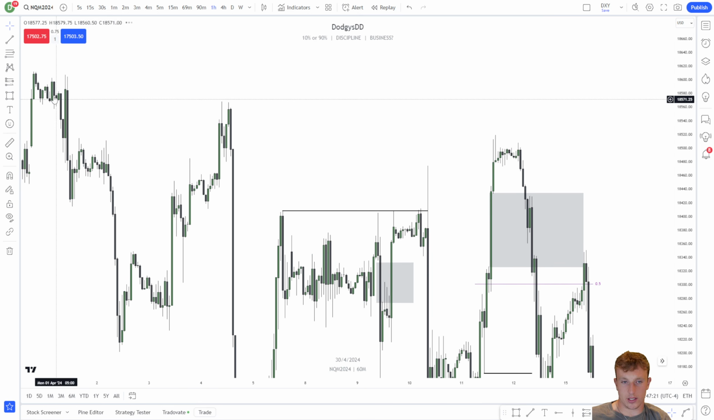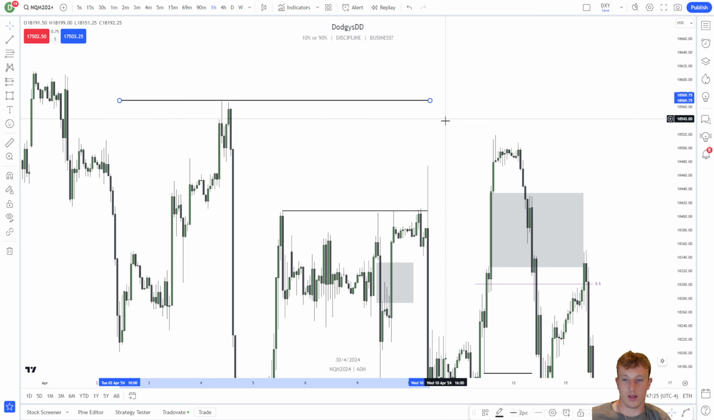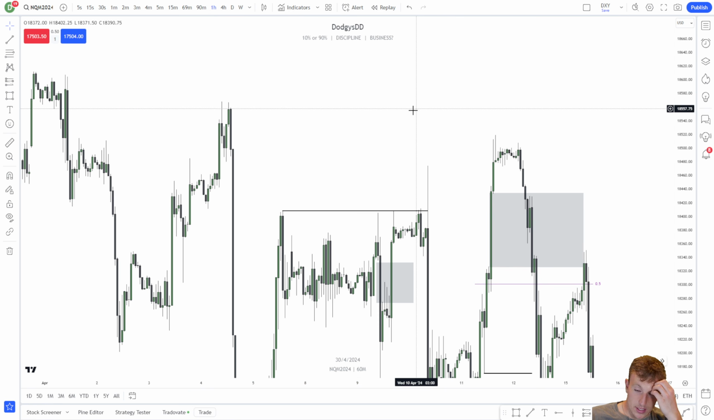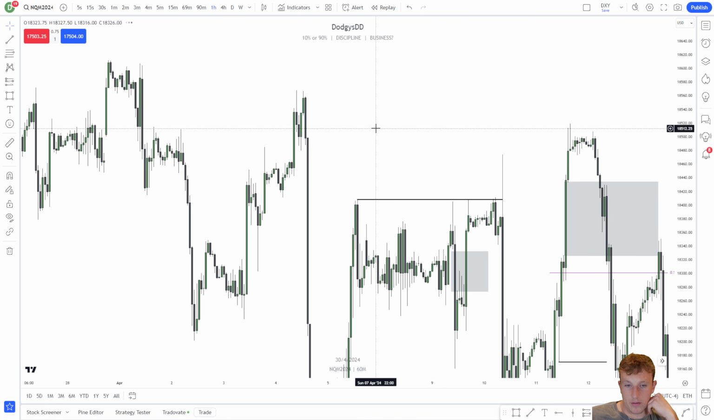The only exception is if we have perfect equal highs here. Let's say we had perfect equal highs here, which we obviously don't. Then yeah, I probably expect us to go way up at this point. But that's only certain situations.